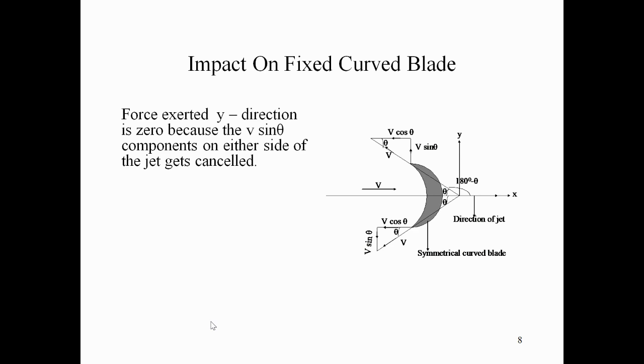Next we see that the force exerted in the direction of y is 0, because the v sin theta components on either side of the jet get cancelled. That is the reason why Fy is 0. So what is the reason? The v sin theta components on either side of the jet get cancelled.